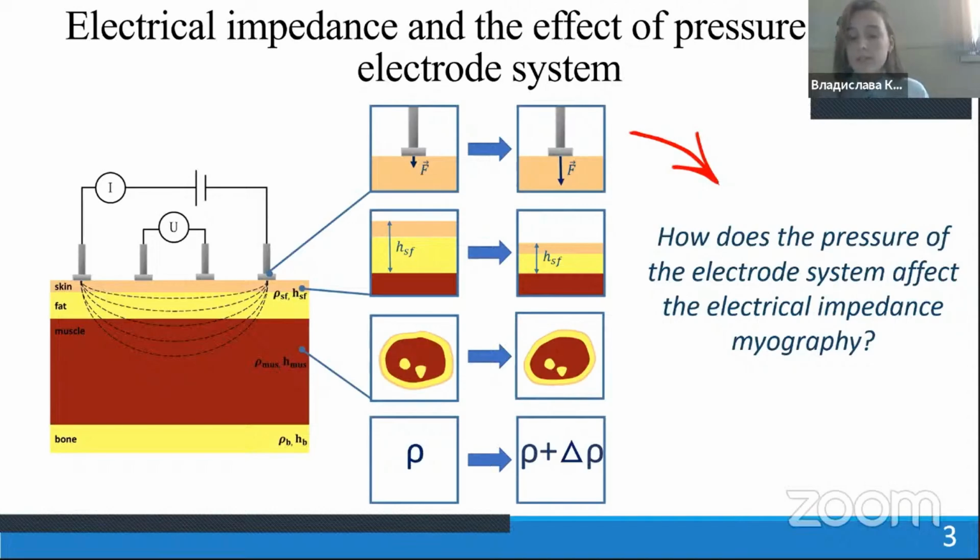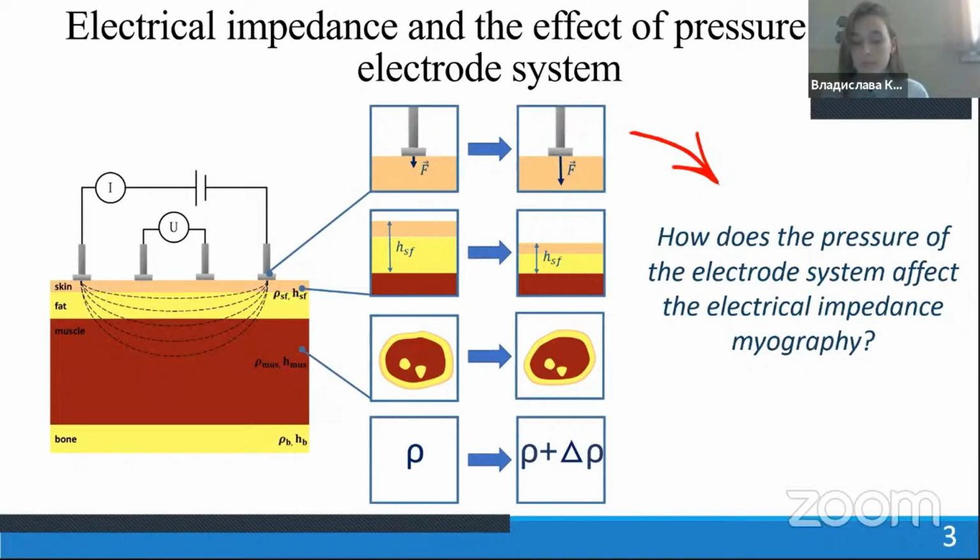Muscle contraction leads to a change in the electrical impedance signal. This is a consequence of morphological and electrophysical changes in the parameters of the sensing area. Uncontrolled pressure of the electrode system has a significant effect on morphological change associated with motor activity. It can also lead to errors in recognizing the type of the action and a decrease in the quality of proportional control.